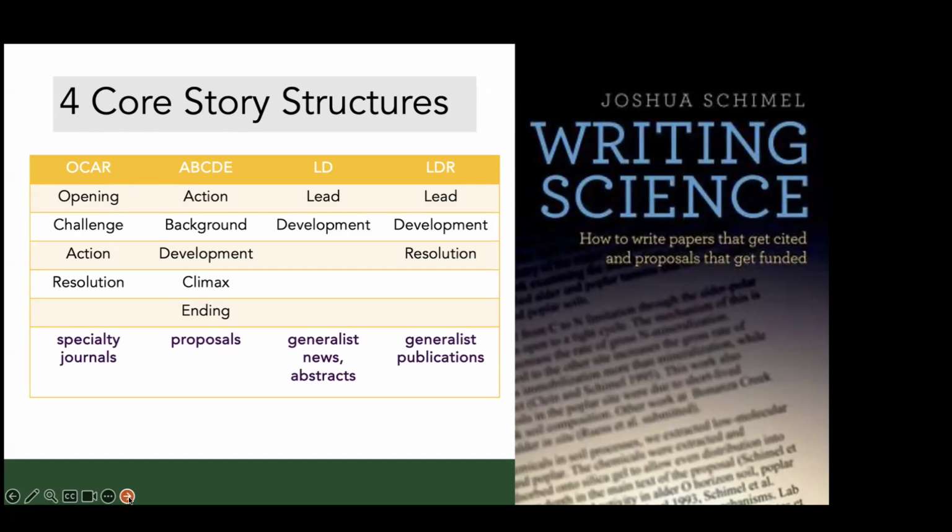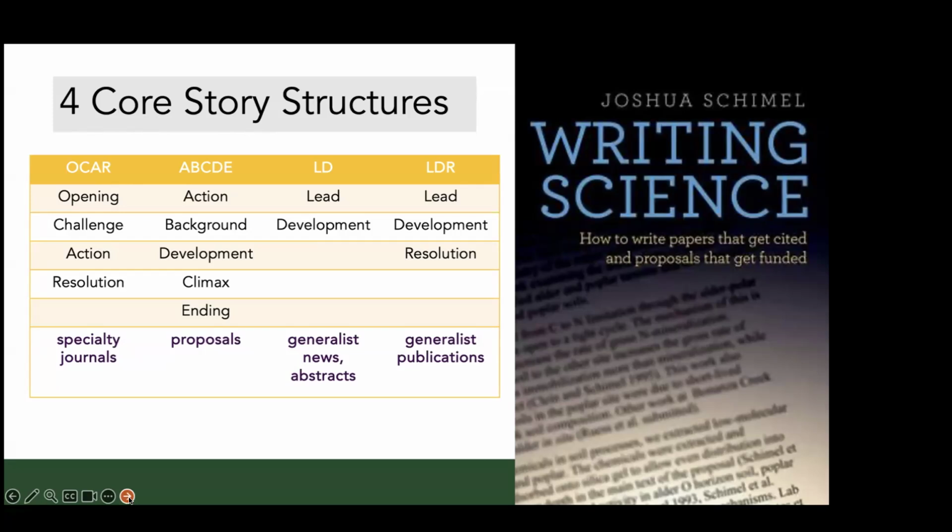However, you could be working on a proposal, by the way, and that is a different structure, or you could just be working on a kind of generalist publication. We're just generally talking about OCAR structures in this. And the specialty journal piece, the structure for the Killingsworth and Gilbert piece was that kind of structure.